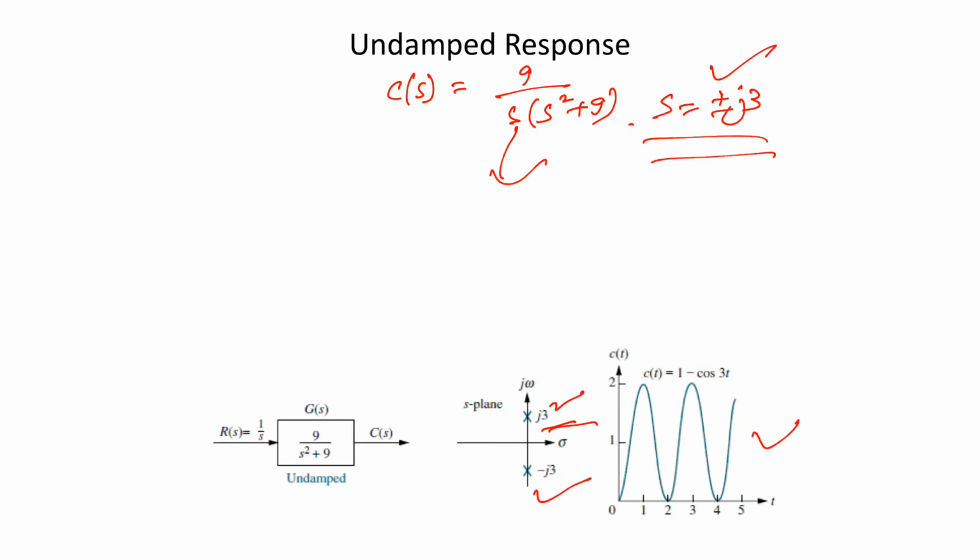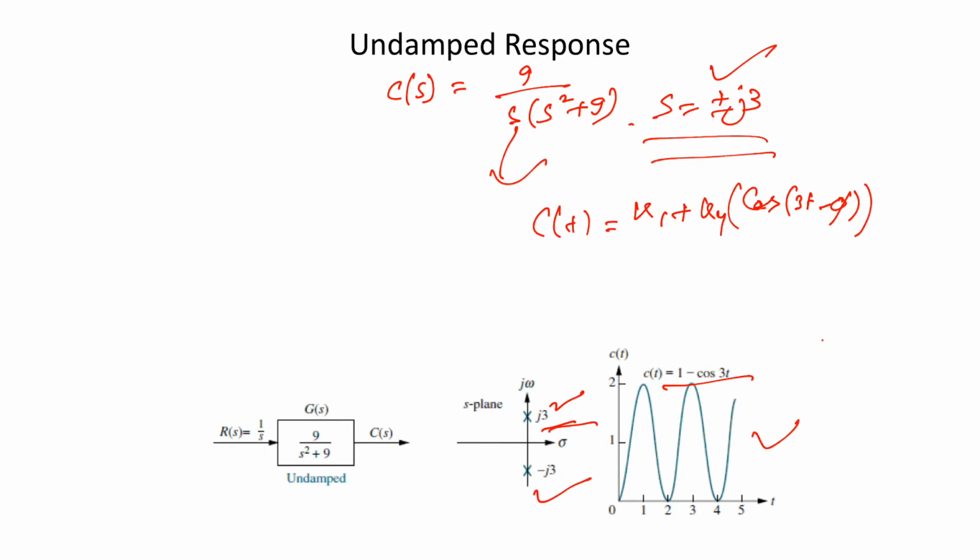So the response in this case would be 1 minus cos of 3t, that is, the output can be estimated in this case as c(t) equals K1 plus K4 cos of 3t minus phi.